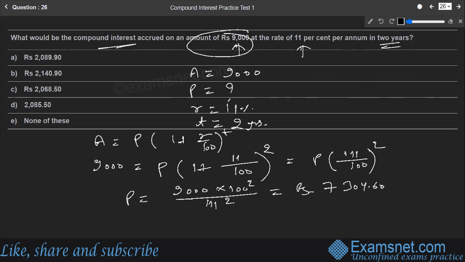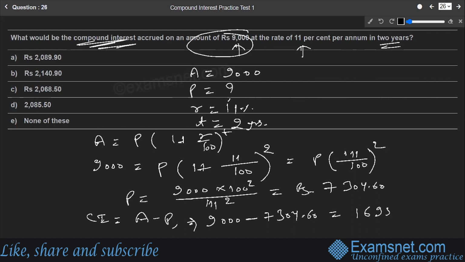They have asked for the compound interest, and compound interest is always the difference of amount minus principal. Amount value was 9,000. Principal value we have just calculated as 7304.60. If you subtract these two values, we're going to get 1695.39. So that is the actual interest that is available, 1695.39, and this particular interest is not available in any of the options. So we have to go for option E, that is none of these, and that is the right answer.